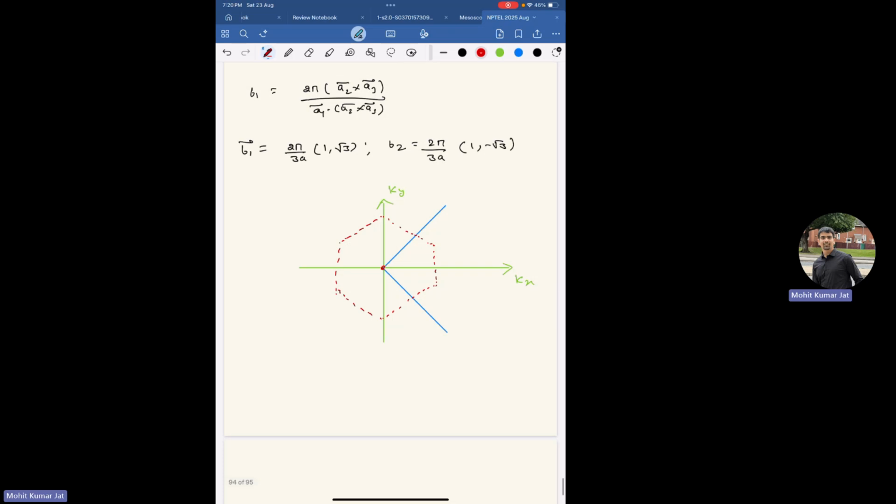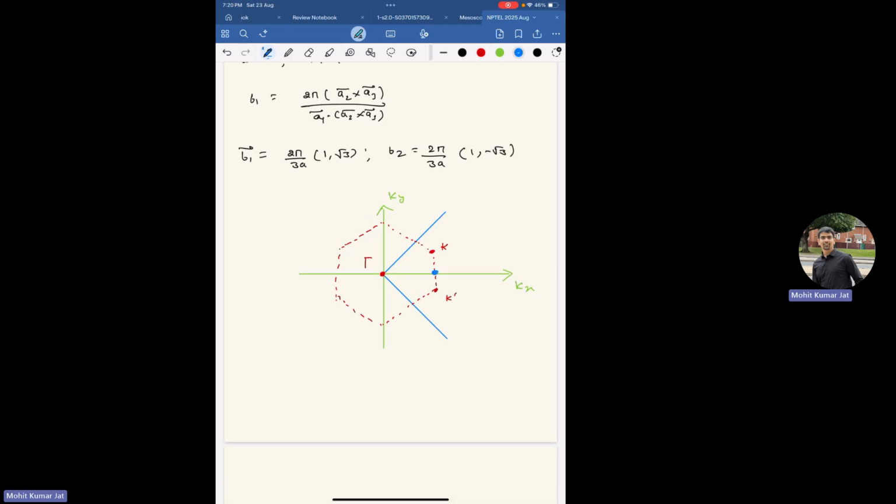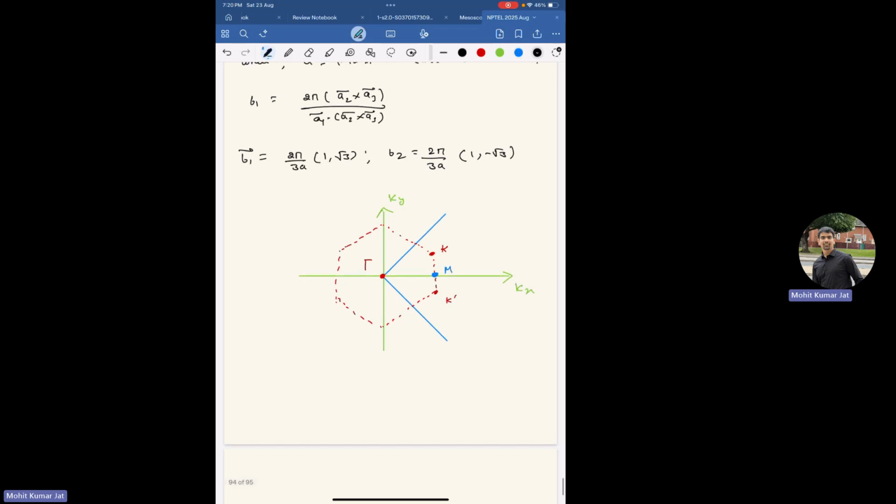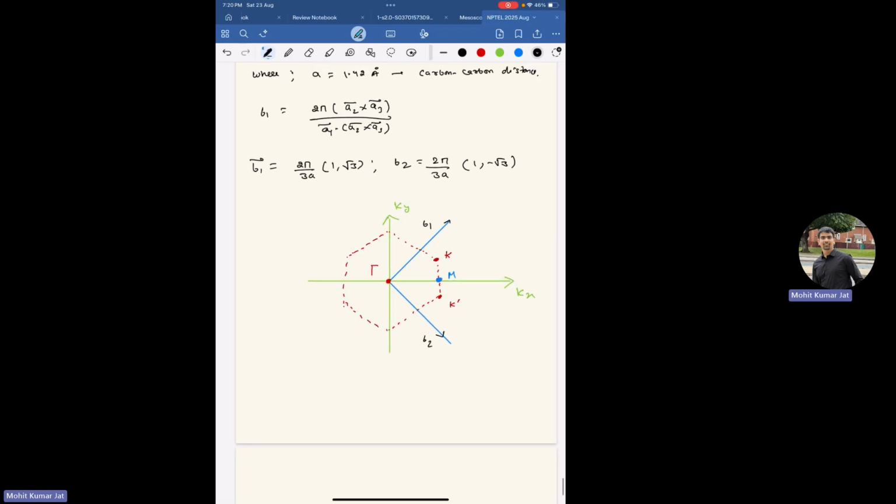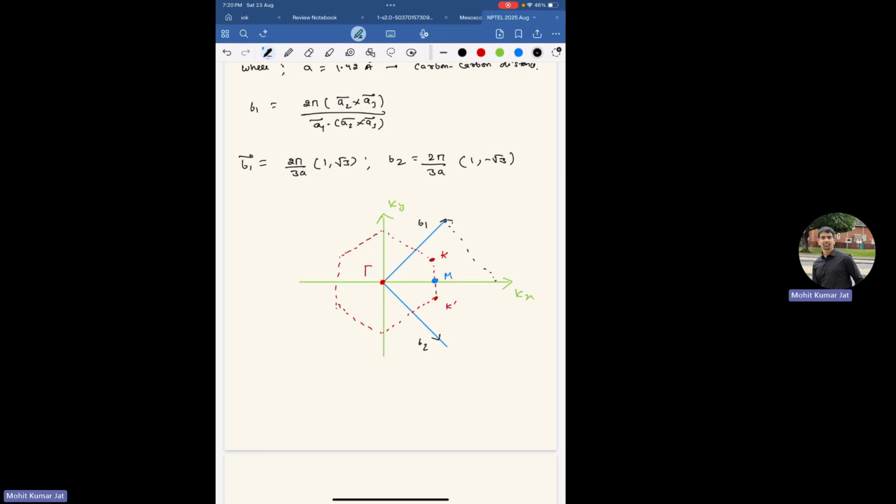Here, the center point of the Brillouin zone is known as the gamma point. Corners are known as K, and this corner will be called K prime. Although they look similar, they have different physics associated with them. These K and K prime are known as the Dirac points or the valleys. The central point of the edge is known as the M point, and this one is your b1. This is your b2, right? And your unit cell will be like this.